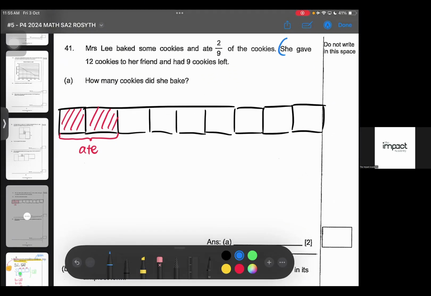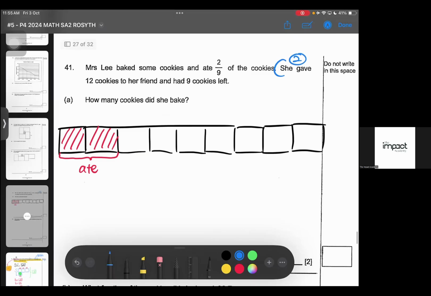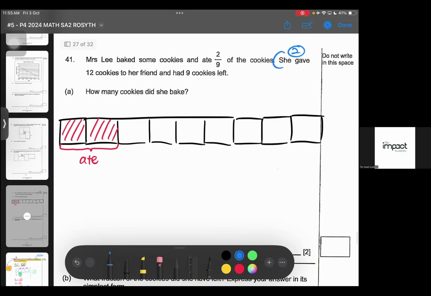What did she give? It's in my model, sentence number 2. You see for yourself. She gave 12 cookies to her friends and had how many cookies left? 9 cookies left. So everything over here, we don't know how many, is 12 to her friend. Everything over here is going to be plus 9. I will just put F over here. 9 that is left. Does it make sense to you?